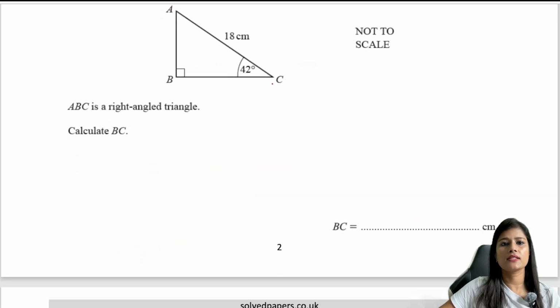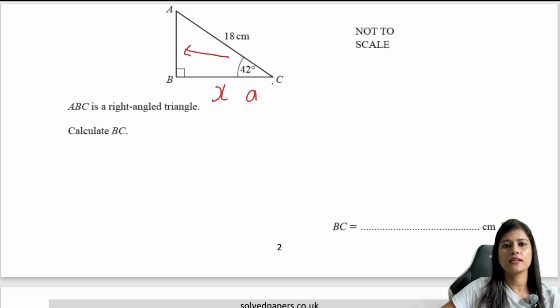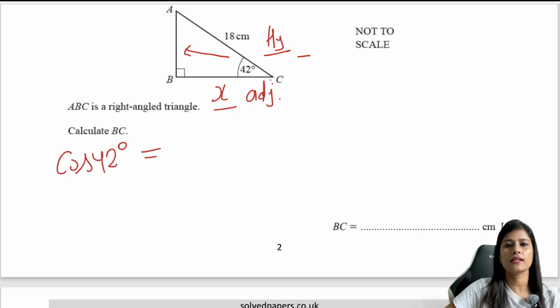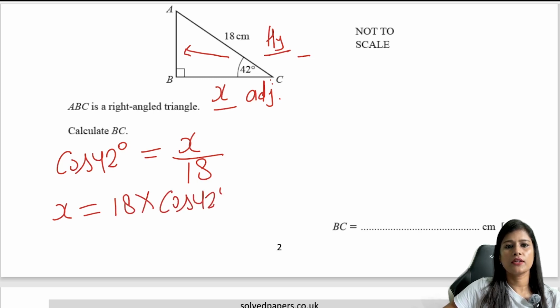Question number 4: ABC is a right angle triangle and we need to calculate the base. So this one is opposite, this one is adjacent, and this one is hypotenuse. So we need to find a relation between the adjacent and the hypotenuse. So that is cos. I can write cos 42 degrees is adjacent over hypotenuse. So x over 18. So x will be 18 times cos 42 degrees.